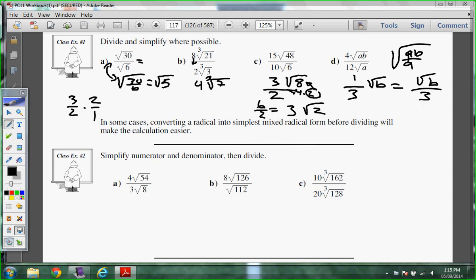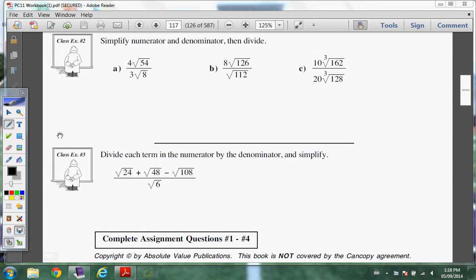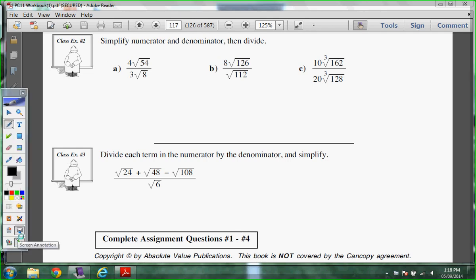All right, example 2. Today is pretty much examples, so less investigation, less explaining, more just doing. Simplify the numerator and the denominator, then divide. So 8 can be broken down to 4 times 2. 54 can be broken down to 9 times 6. Remember, when I say breaking down, we're looking for perfect squares. So this 4 comes out as a 2. On the bottom I now have 6 root 2. And on the top, this comes out as a 3. 4 times 3 is 12, and I have a root 6.